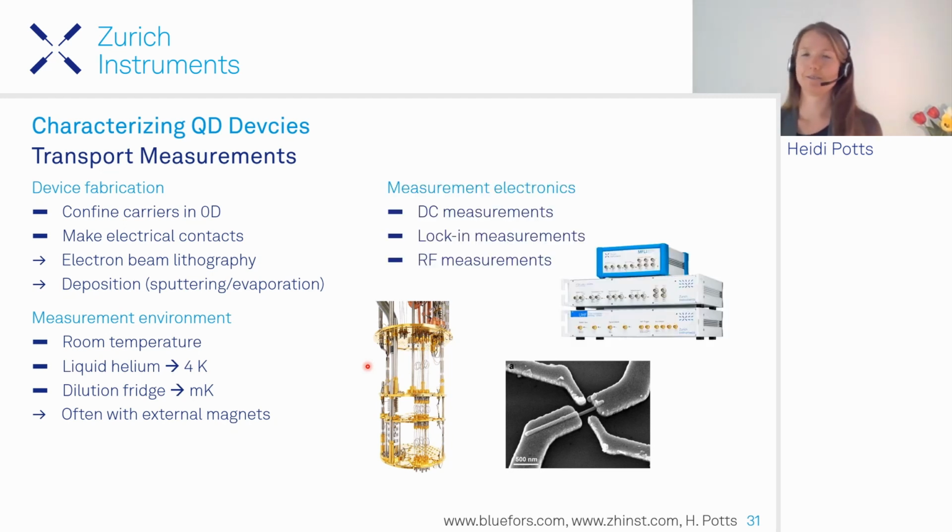And finally, you have to choose the right measurement electronics in order to be able to precisely measure the properties of your device. This can be done using DC measurements, lock-in measurements, or RF measurements, as I will explain now.